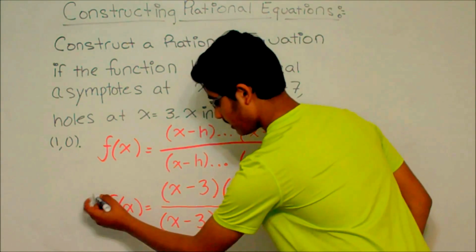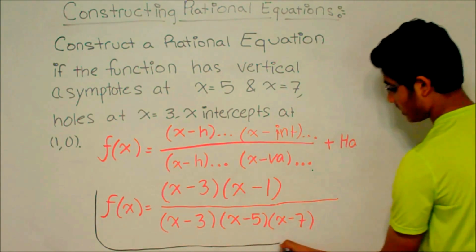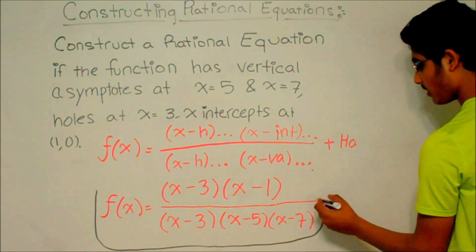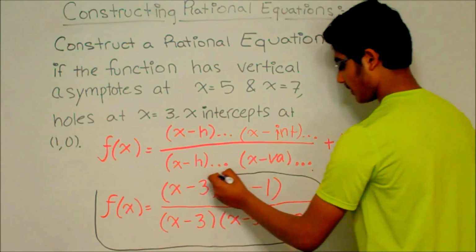It is f of x is equal to x minus 3 times x minus 1 over x minus 3 times x minus 5 times x minus 7.